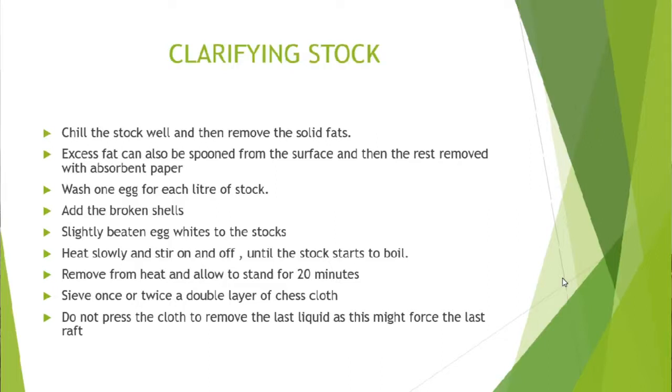We said 1 egg for each liter. Then we use the shells, the broken shells. You also use the egg white. You slightly beat the egg white and add to your stock and simmer for 2 minutes. And after that, you remove it from the heat and allow it to stand for 20 minutes. Then you sieve using the double layer of cheesecloth. Then make sure that you do not press the cloth to remove the last liquid, because this might force the last raft.